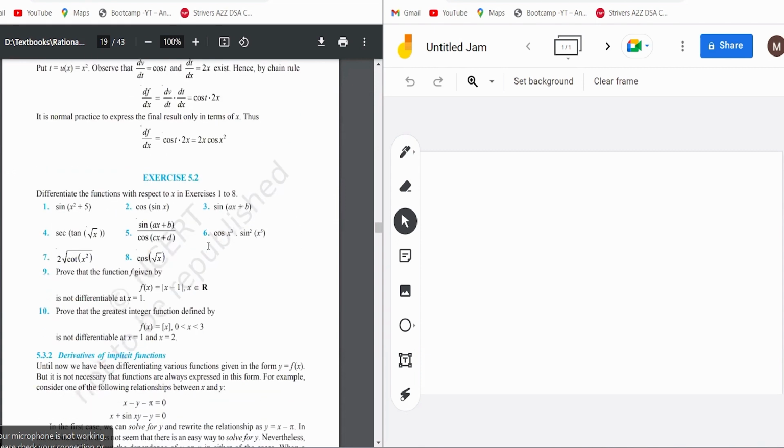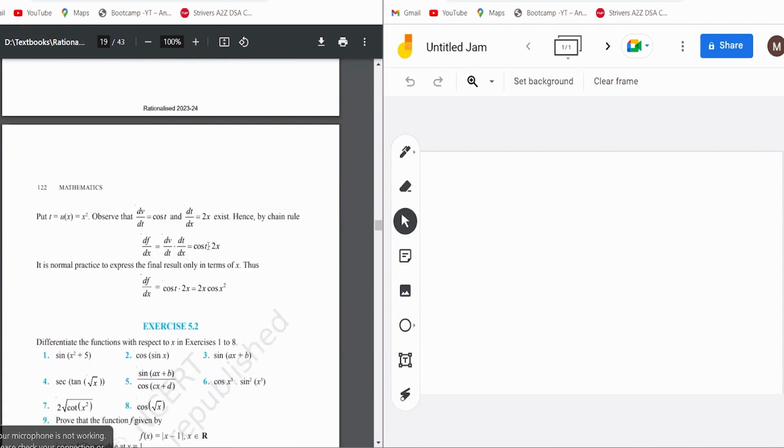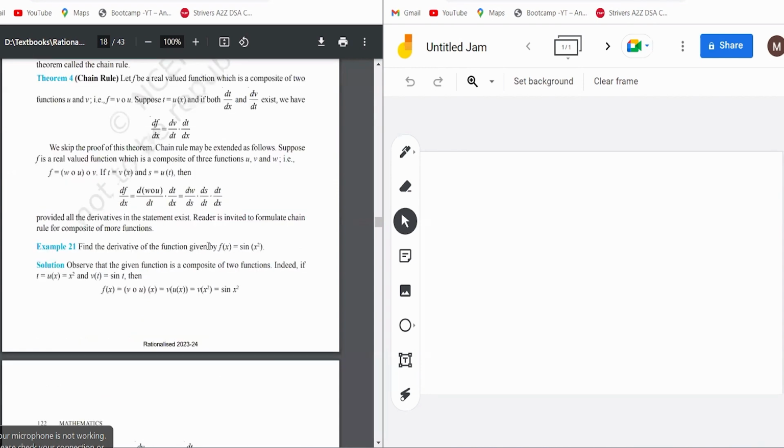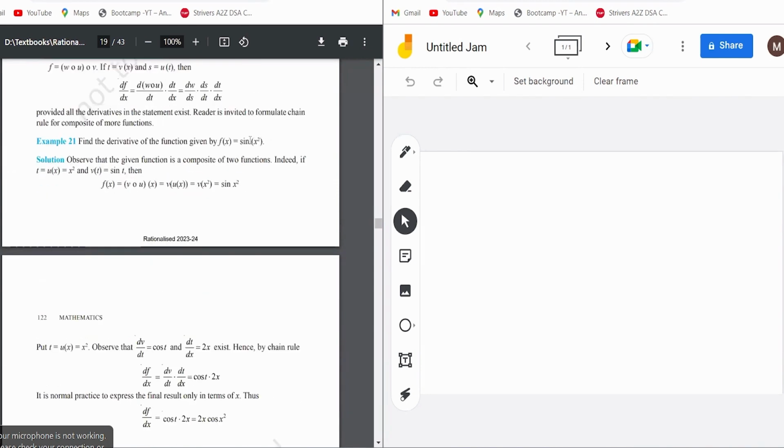So this is the only theory which I wanted to tell you. Like this question also, sine of x squared. How would you differentiate this? Firstly, we differentiate the outer function. What is the outer function? The outer function is sine. What is the differentiation of sine? Cos. So it would be cos of x square multiplied by the differentiation of x square. And the differentiation of x square would be 2x. So the answer would be 2x times cos of x square.